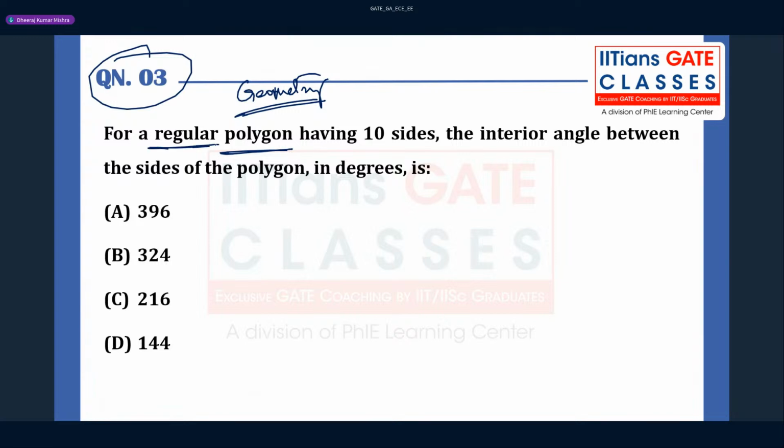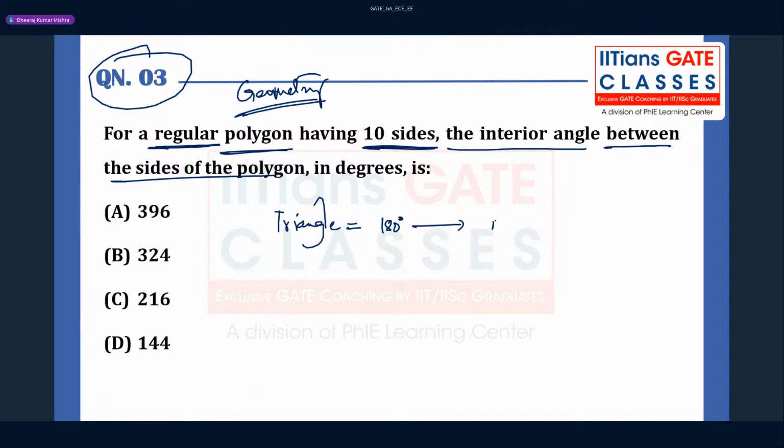So for a regular polygon, regular is nothing but all sides are going to be the same. For a regular polygon having 10 sides, you can say the interior angle between two sides of the polygon. So they are not asking for the total angle. Suppose we have the triangle as a polygon. What is the sum of all the angles of the triangle? It is nothing but 180 degrees, right?